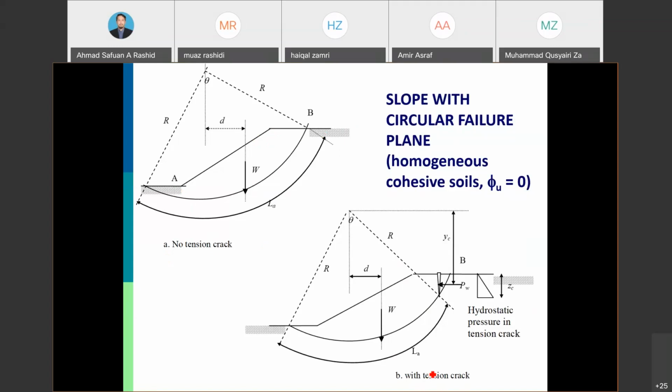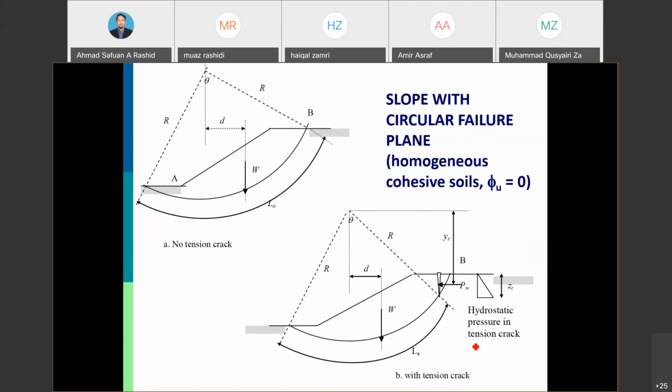Due to the tension crack, it will normally be filled with water. So there will be a condition where the problem has a tension crack filled full with water or filled half with water. Tengok pada soalan macam mana.